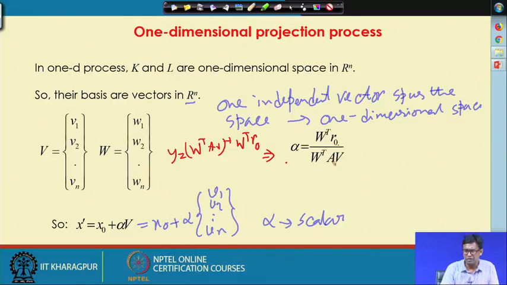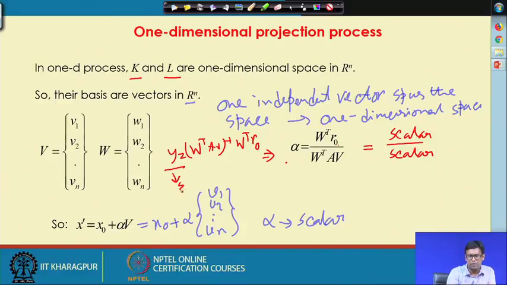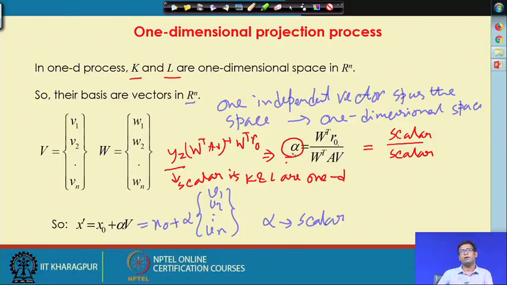Similarly, V is a single vector. So, A v will be a single vector, and W transpose A v will again be a single scalar. So, this is basically scalar by scalar. If we consider the vector spaces K and L to be one dimensional spaces, then y comes out to be a scalar, and we represent y by the term alpha.